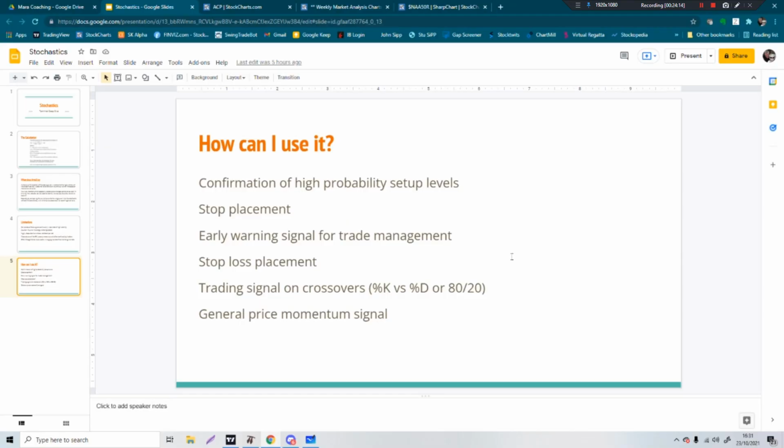I've got stop placement down again. As I've said, that trading signal on crossovers, you can look at where stochastic crosses above the smooth one, or vice versa, below it. Most often used in conjunction, when you see a cross below, that gets you ready. That's the kind of get set, get ready, and then the go signal is where it crosses the 20 or the 80 line. And it can just be useful as a general price momentum.